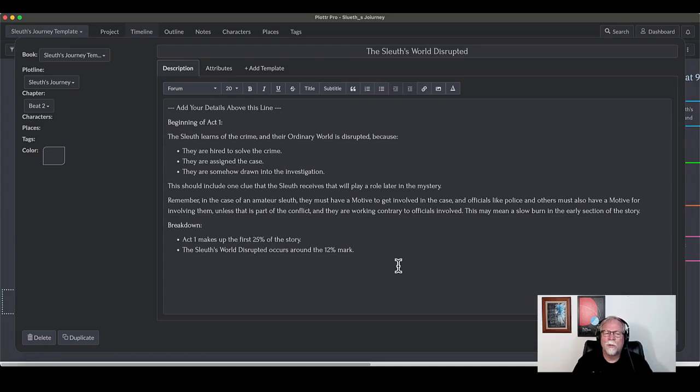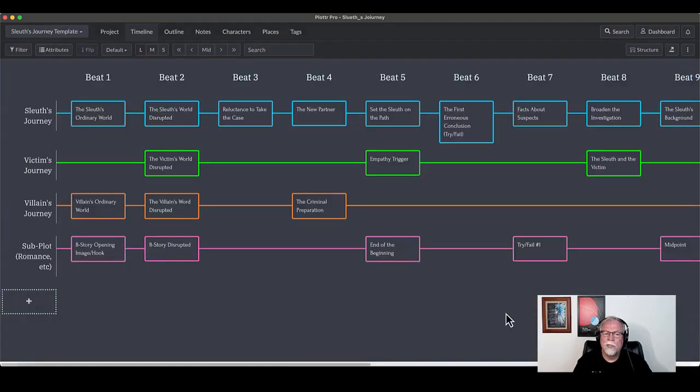You don't have to know all of this information before you start writing your mystery, because if you're a discovery writer, we don't want to take away the joy and the creativity of that zero draft that you have there. Now, remember, in the case of an amateur sleuth, they need to have a motive to get involved that's probably stronger than a police officer, and officials like police and others also need to have a motive for involving them, unless that's part of the conflict. Maybe the police don't want them involved and they get involved anyway, or something along that line. But remember that there needs to be a specific motive there. Remember, means, motive, and opportunity, those are all going to play a role, and we're going to talk about those later.